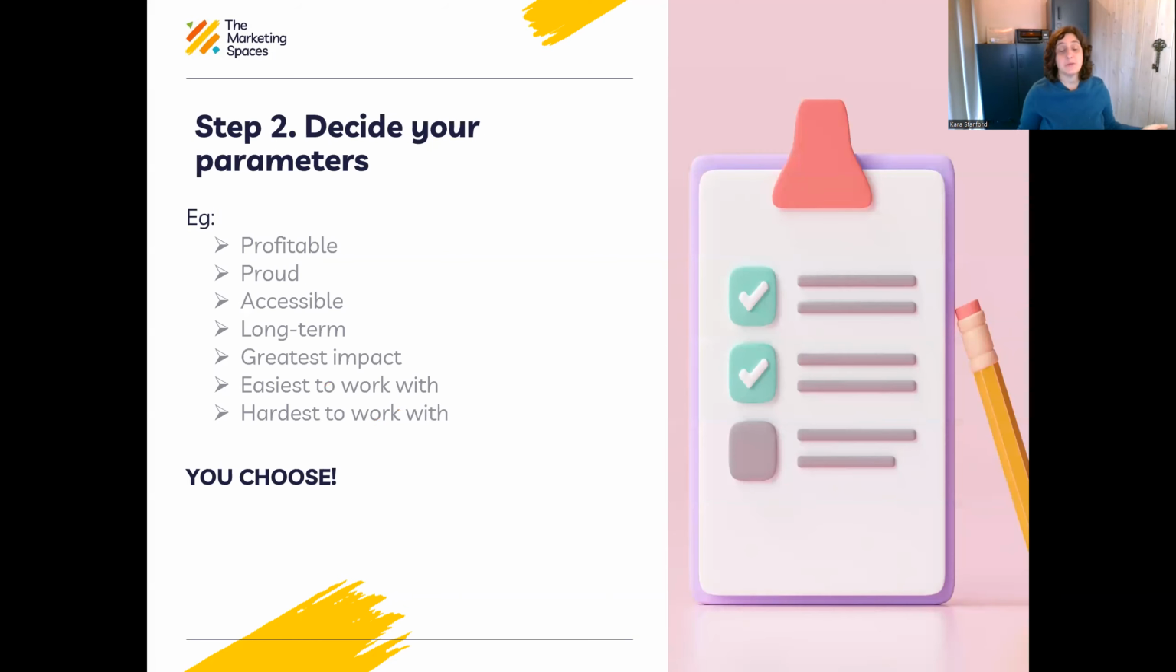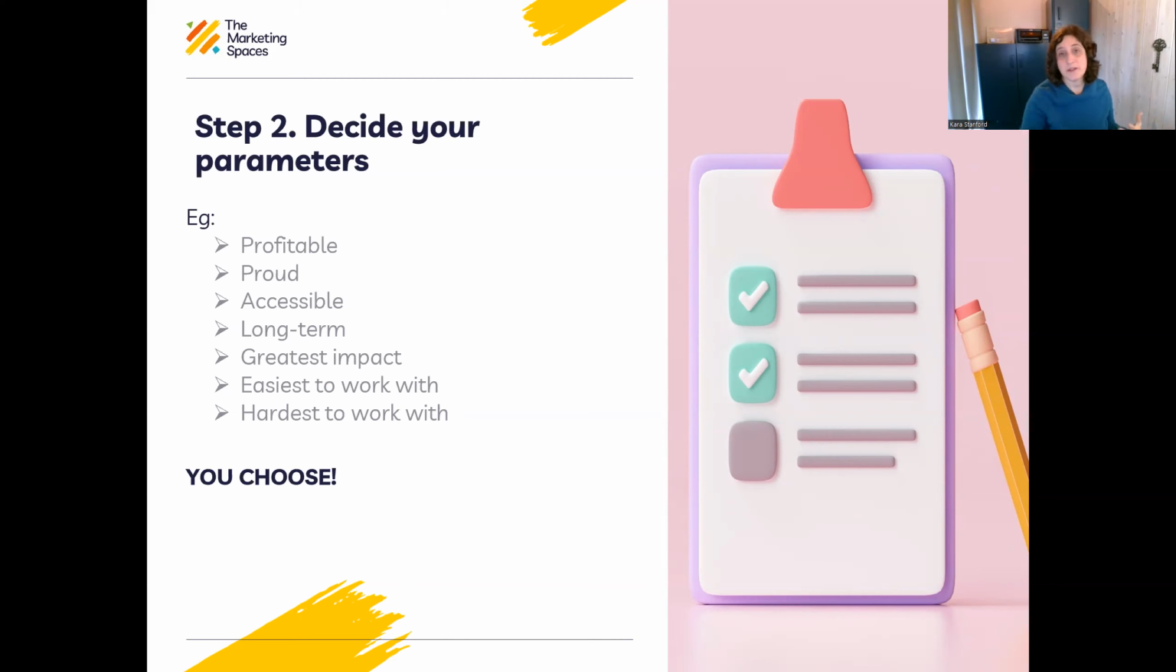Step 2, decide your parameters. So when you're saying, right, I'm going to create an avatar, well, who are you going to create the avatar about? And there are all kinds of ways to break this up. It really depends on you. So for example, I've helped people say, right, we want to focus on the avatar that is most profitable for us. Actually, we want to work with people that make us proud, but also profitable. So profit and proud could be a thing.